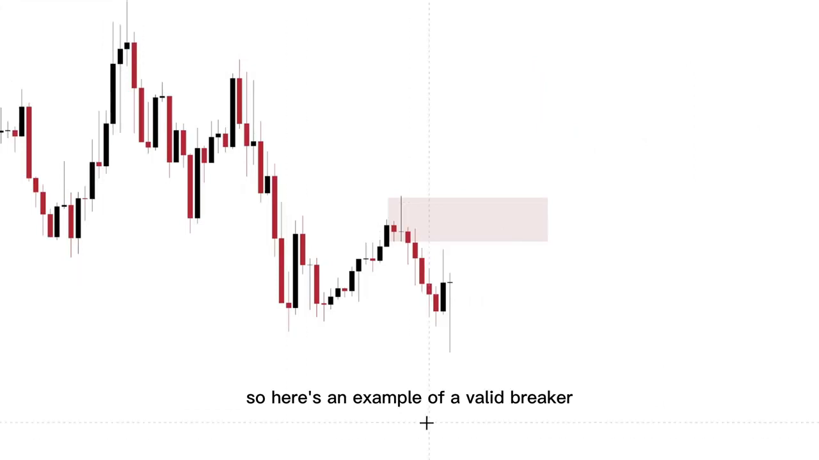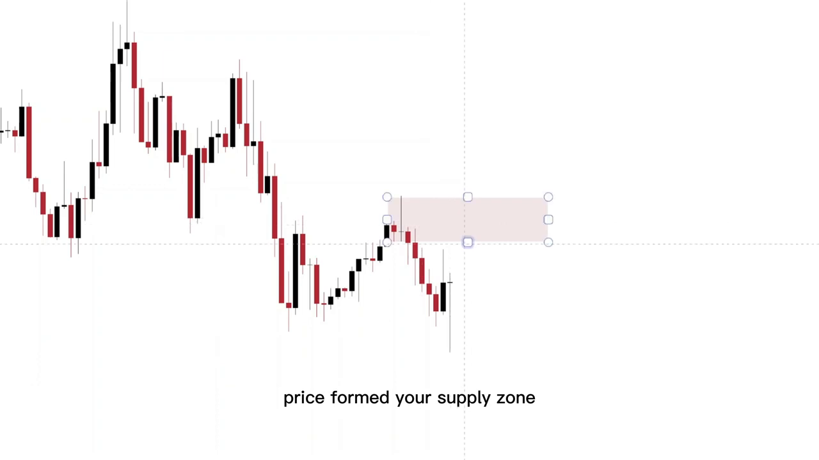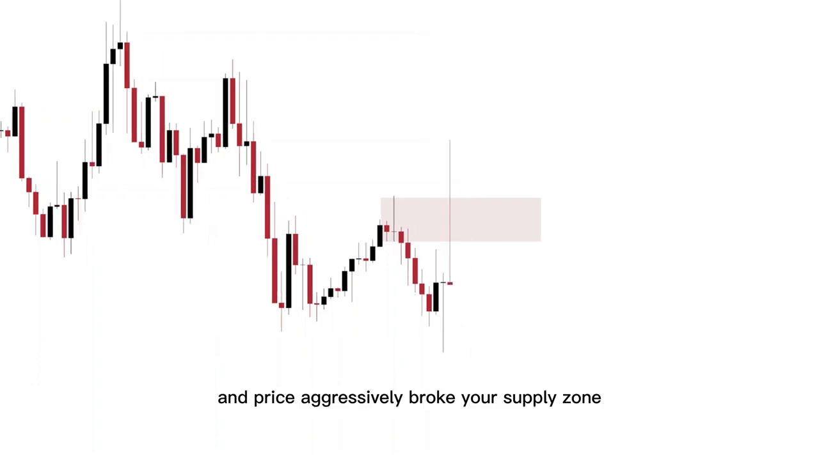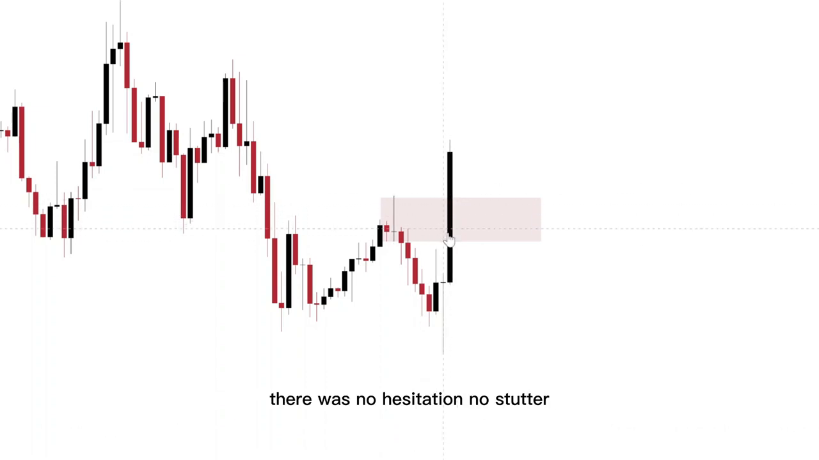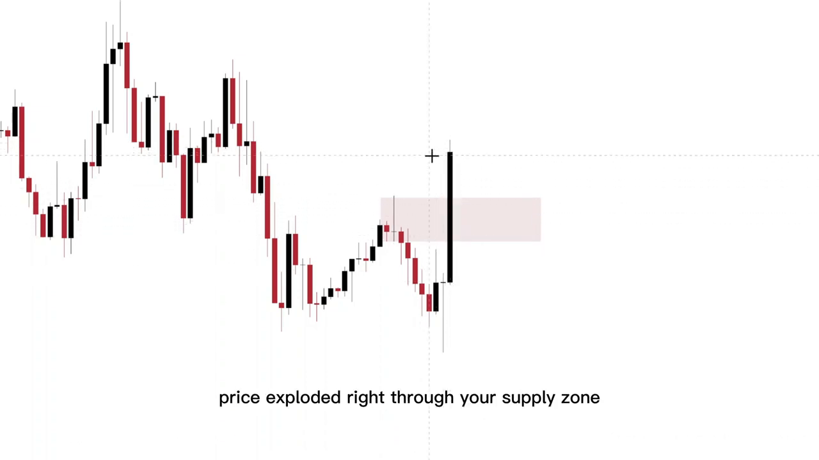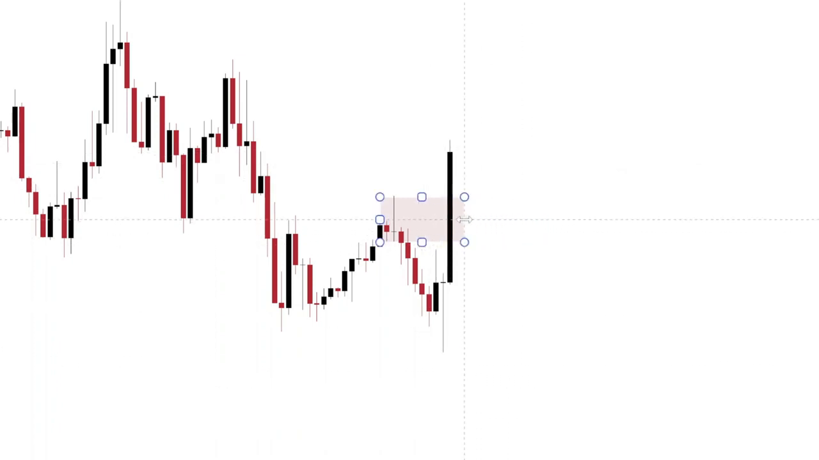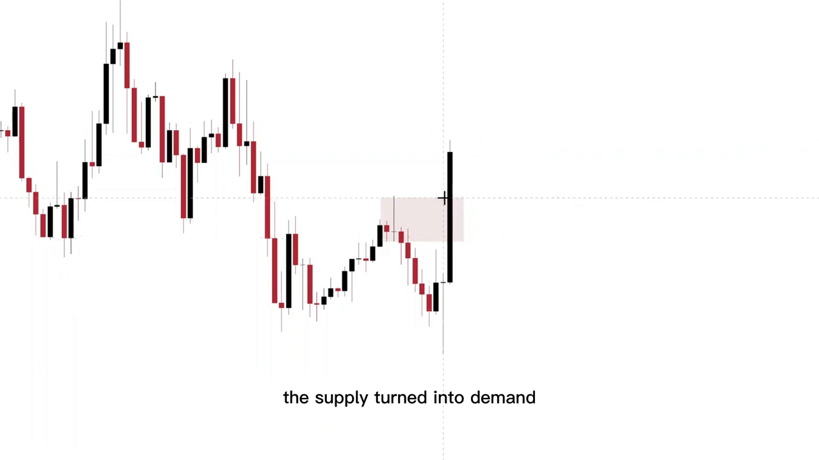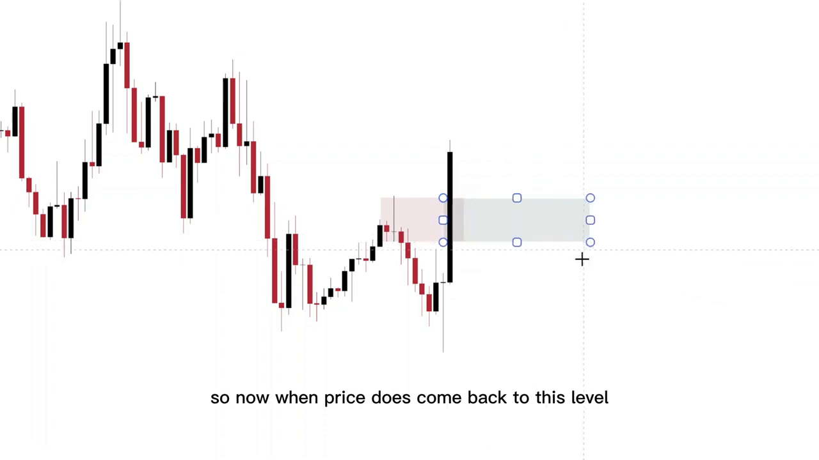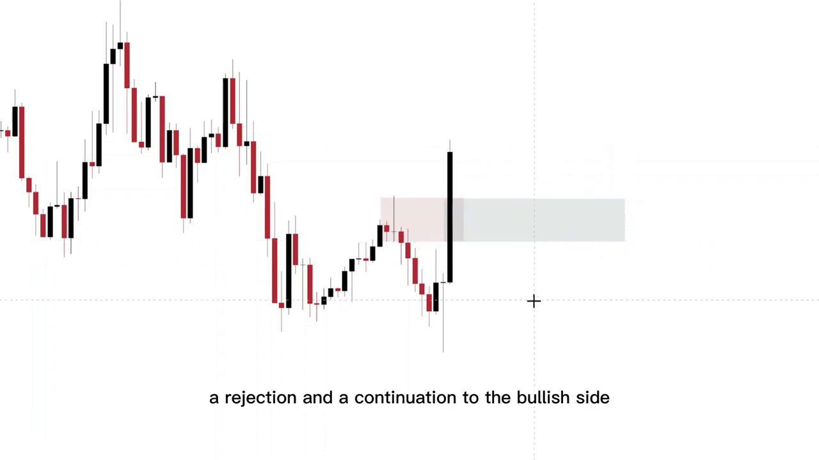So here's an example of a valid breaker. Price formed your supply zone and price aggressively broke your supply zone. There was no hesitation, no stutter. Price exploded right through your supply zone, which means that now the price broke this zone. The supply turned into demand. So now when price does come back to this level, you can expect a rejection and a continuation to the bullish side.